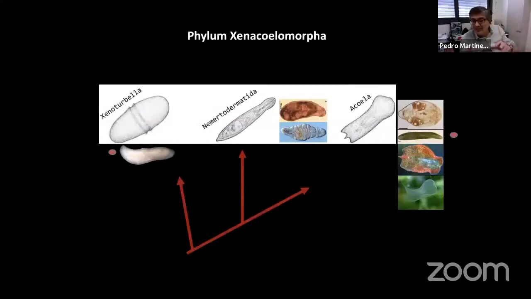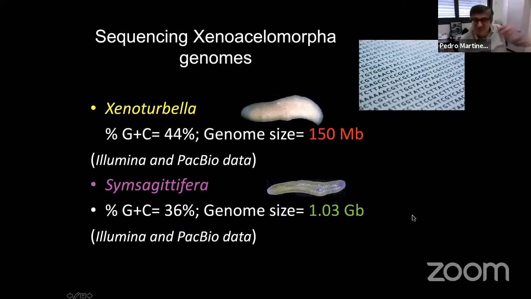At present, we have partial genome data from 6 different animals within this group. There are partial genomes from Xenoturbella, a couple of nemertodermatids, and then a few acoels. But for 2 of those, for Xenoturbella and for Symsagittifera, we have pretty complete genomes. Partial genomes have already been published in a paper in Current Biology 2019. You can check it if you would like to know the first draft of those genomes.